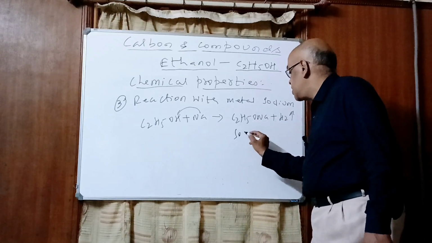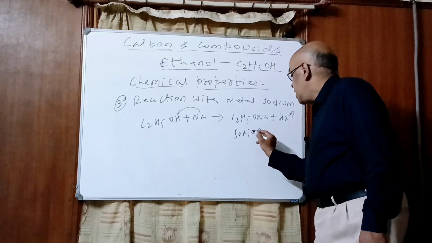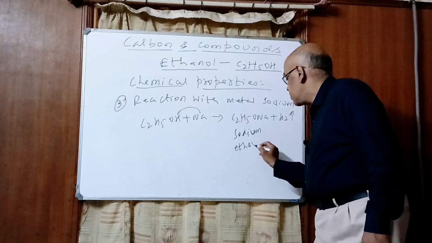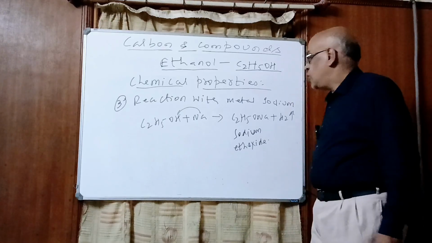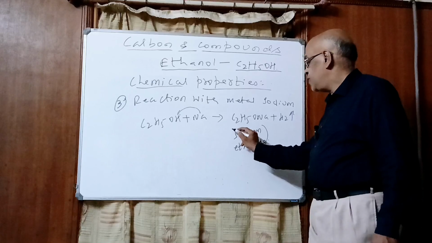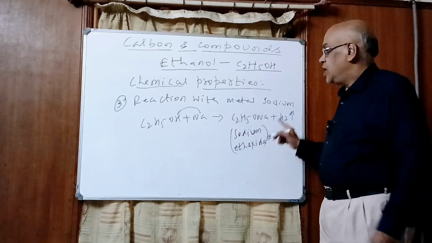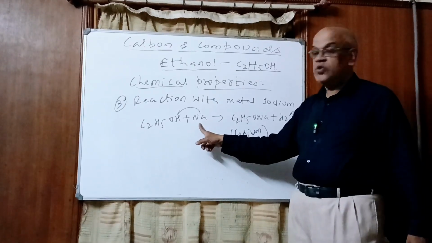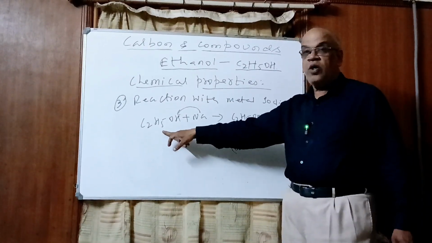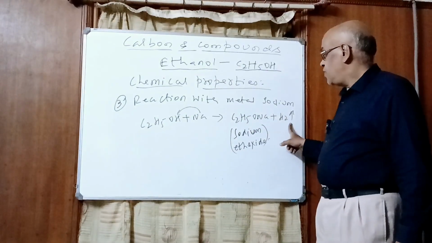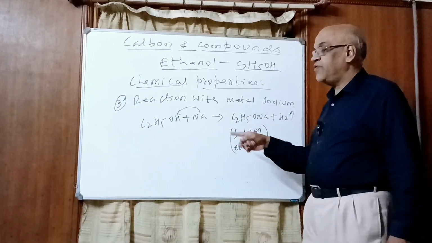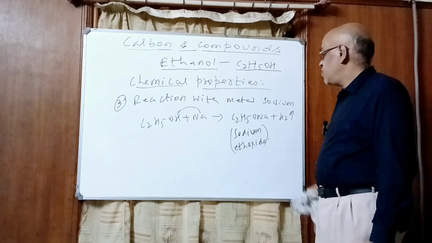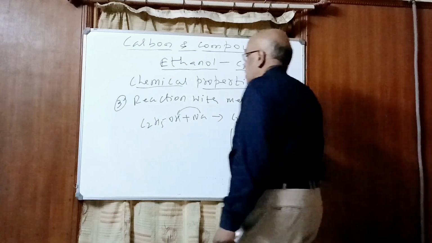What is the name of this compound, children? Sodium ethoxide. Sodium ethoxide is formed. Understood? So this test is also called the test for alcohol. Take a small piece of sodium, put it in a test tube containing alcohol. What happens? Bubbles of hydrogen gas are formed. This is a test for alcohol. Please remember this, children, that's the third reaction: reaction with metal, sodium.